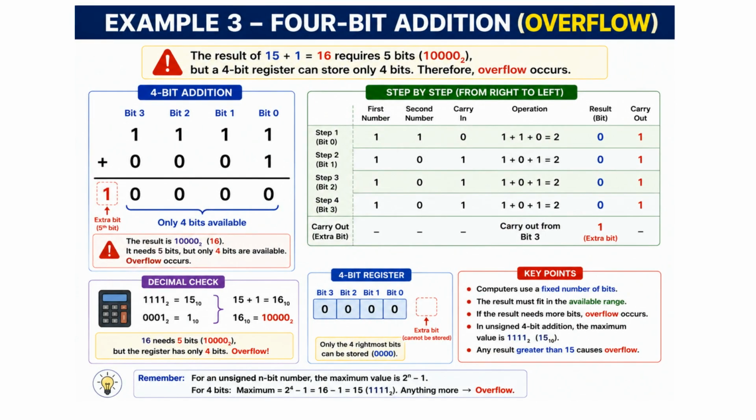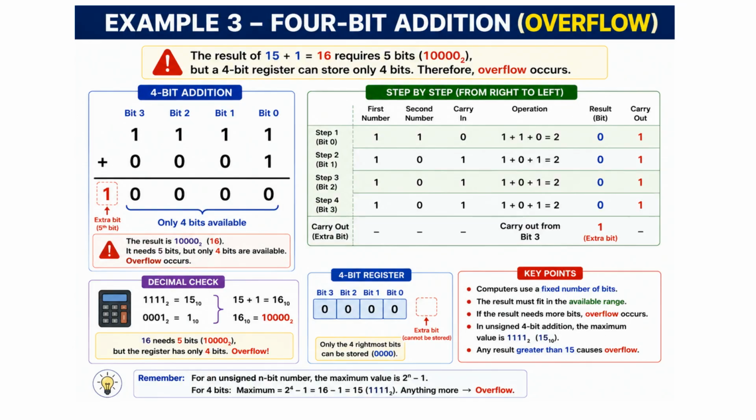Let's look at another example of overflow. This time, we add 1111 and 0001. Starting from the rightmost bit, we add each column step by step. The correct binary answer is 10,000. Now let's check the decimal values. 1111 is 15, 0001 is 1, and 15 plus 1 equals 16. In binary, 16 is 10,000.